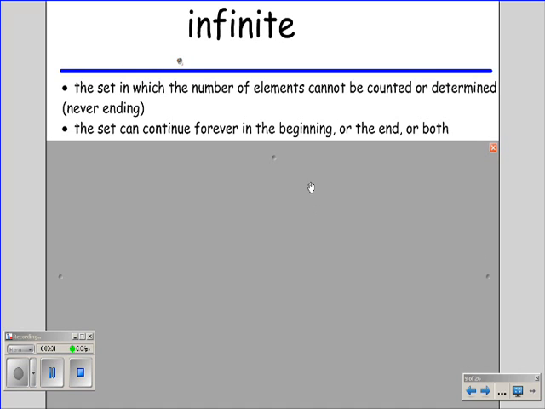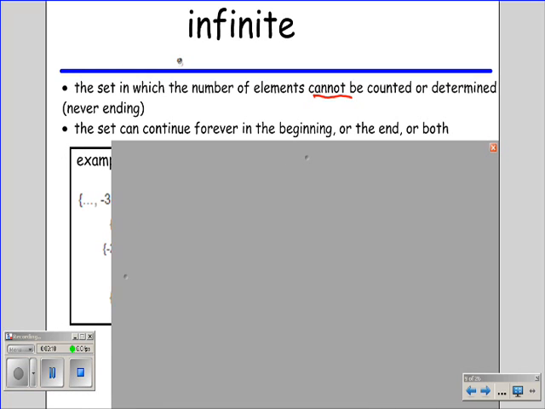Now, if I look at infinite, this is really just the opposite definition of what we just talked about with finite. It is a set in which the number of elements cannot be counted or determined. It's never ending. The set can continue forever in the beginning or the end or both.